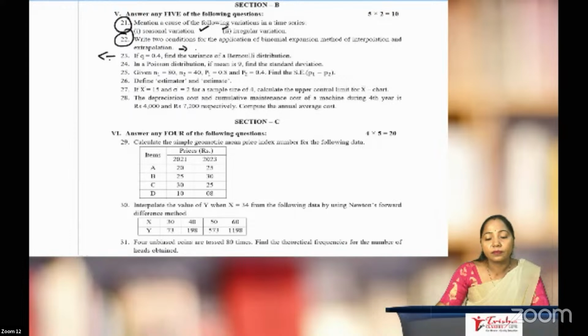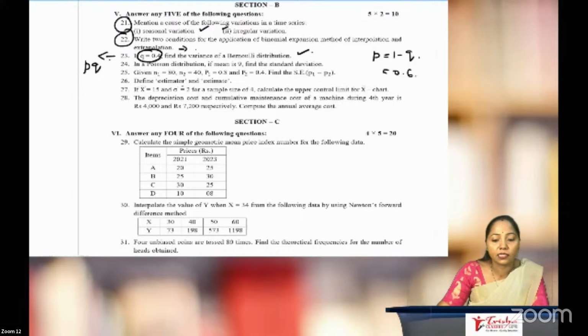Now question number 23. Q is given as 0.4. You have to find the variance of Bernoulli distribution. What is the variance for Bernoulli distribution? Variance is PQ. Q is given as 0.4. What will be P? 1 minus Q, so P will be 0.6. What is 0.6 into 0.4? 0.24 is the answer.